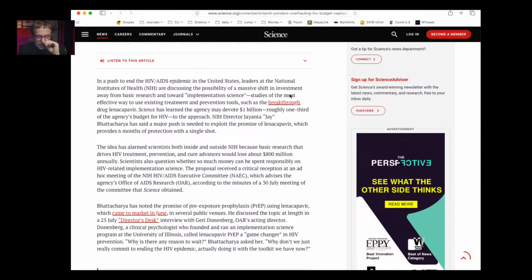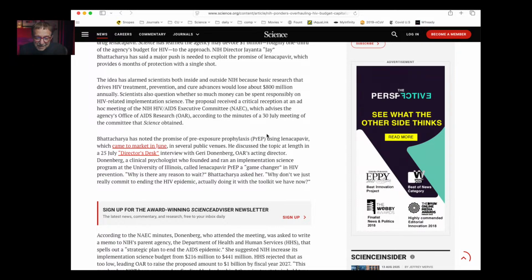It's great. So leaders at the NIH are discussing the possibility of a massive shift in investment away from basic research and toward implementation science. Studies are the most effective way to use tools like the breakthrough drug lenacapavir. The agency may devote $1 billion, one third of the agency's budget for HIV, to this approach. The idea has alarmed scientists both inside and out because basic research that drives HIV treatment, prevention, and cure would lose about $800 million annually. So it's an interesting article. It looks like it is open access.